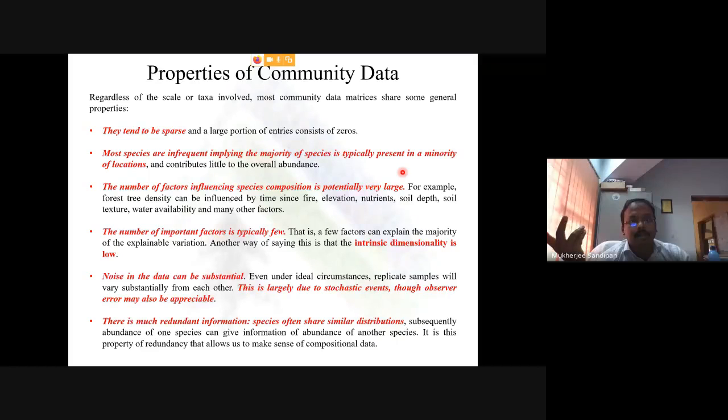So the number of important factors is typically low. That is, a few factors can explain the majority of the explainable variance. Another way of saying that is the intrinsic dimensionality is low.